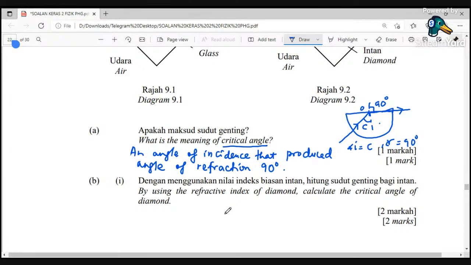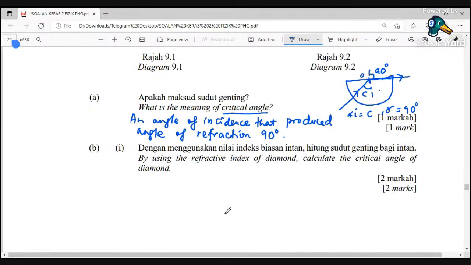Okay, B1. By using refractive index of diamond, calculate critical angle of diamond. Okay, refractive index dengan critical angle. Apa formula yang relate? Okay, kita ada formula ni, N equals to 1 over sin C. Refractive index bersamaan dengan 1 dibahagikan dengan sin critical angle. Jadi kita akan gunakan formula ni.